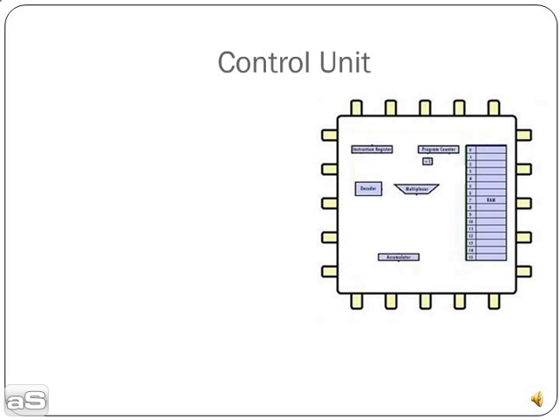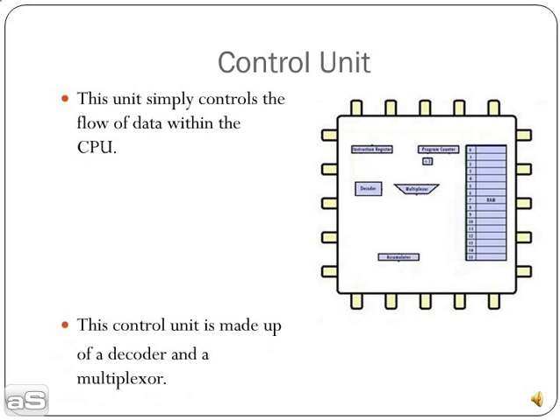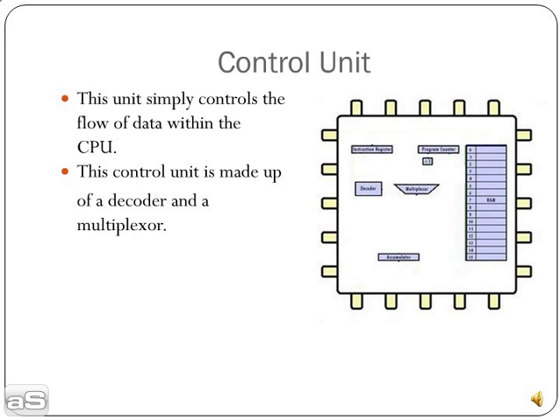This unit simply controls the flow of data within the CPU. This control unit is made up of a decoder and a multiplexer.